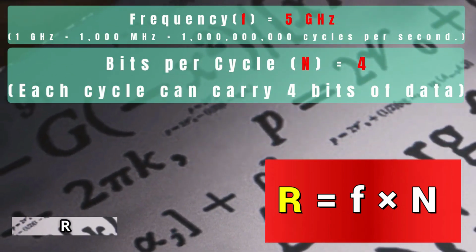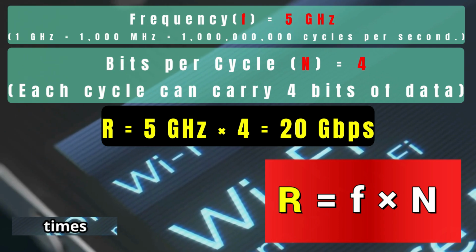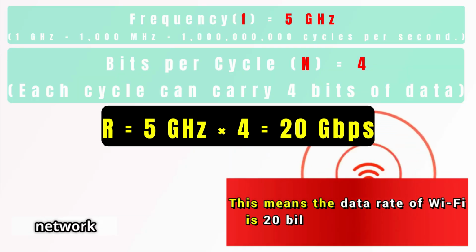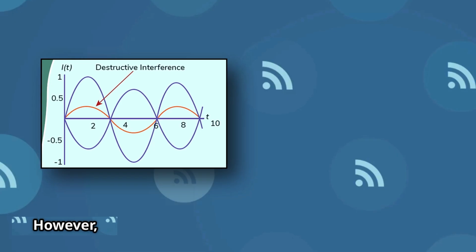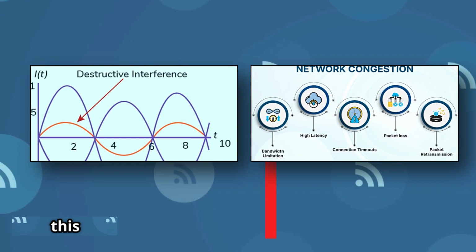Using the formula R equals F times N, R equals 5 gigahertz times 4 equals 20 gigabits per second. This means the Wi-Fi network can theoretically transmit 20 billion bits of data per second. However, in practice, factors like signal interference and network congestion can reduce this rate.